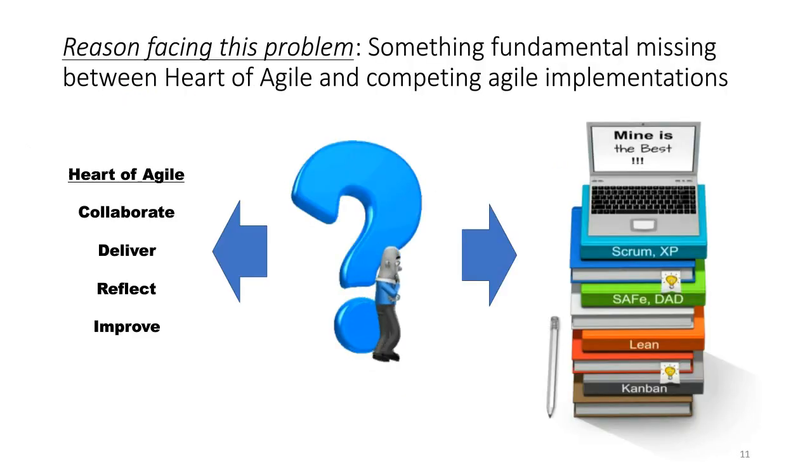So I now want to suggest that the reason we're facing this problem is because something fundamental is missing. And that something belongs between the Heart of Agile and all these competing implementations. That something is that common information that each author explains with their own twist today.